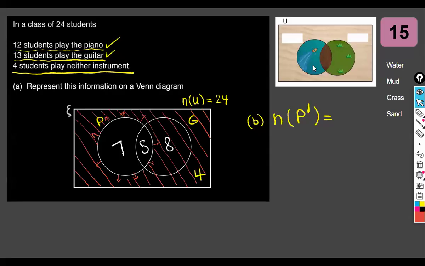The answer would be 12, correct. The 8 and the 4 are in the shaded region, all the values outside the P circle. So the answer would be 12. P complement is 12, because the 8 and the 4 are outside the P circle. They are not part of P. So I saw more correct answers than wrong answers. So that is a good start there. All right, let's check through. I know I won't get to check through all the answers, but I think I did most.